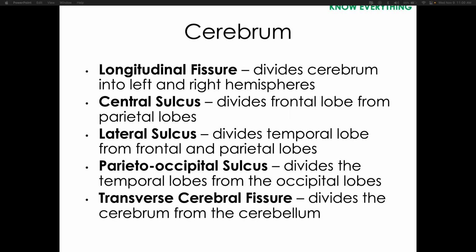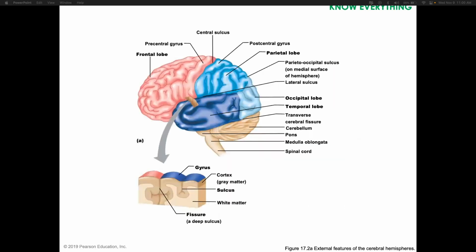And then on the cerebrum, there are some special grooves. So we have our longitudinal fissure, which divides the cerebrum into left and right hemispheres. We have our central sulcus, which divides the frontal lobe from the parietal lobes. We have our lateral sulcus, which divides the temporal lobe from the frontal and parietal lobes. We have our parieto-occipital sulcus, which divides the temporal lobes from the occipital lobes. And then lastly, we have our transverse cerebral fissure, which divides the cerebrum from the cerebellum.